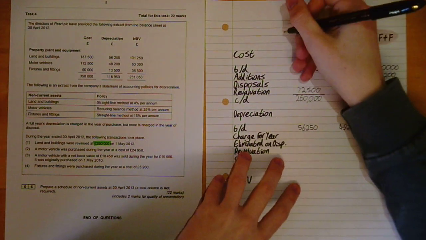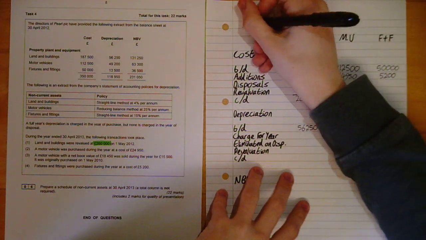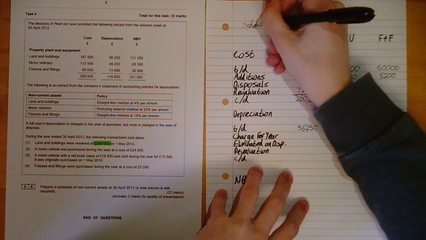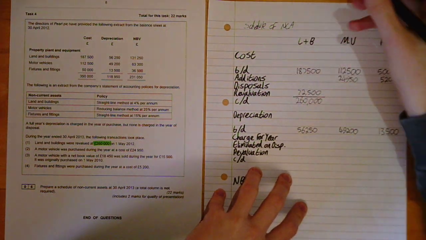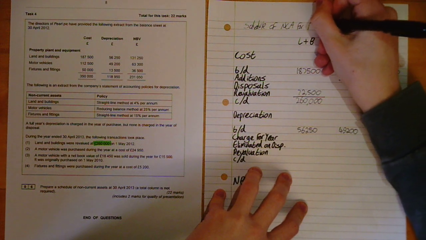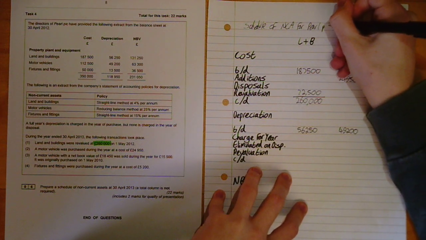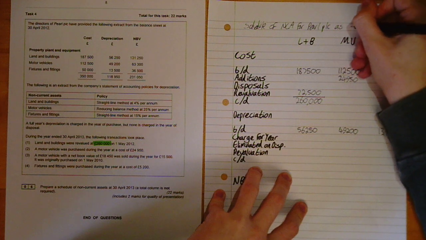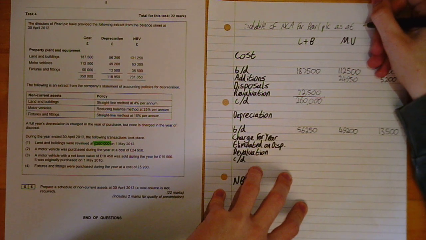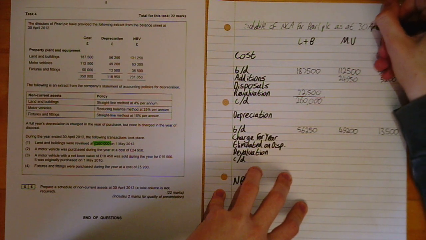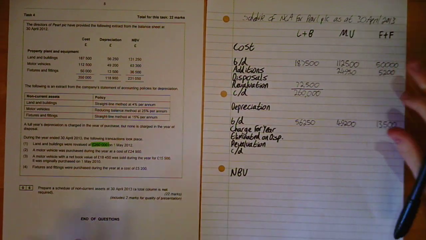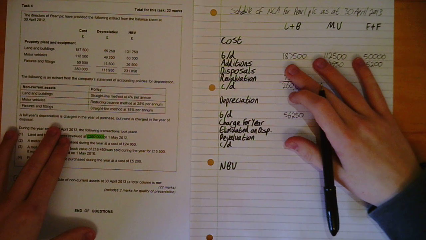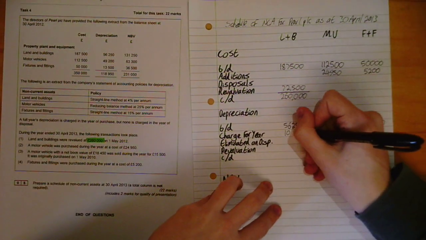Oh yeah, don't forget, I probably should have put a title. So the title is schedule of non-current assets for PERL PLC as at 30th of April 2013, like a balance sheet. Don't do it this way in your exam, I'm just trying to do it as quick as possible. It's always worth a mark, the title, so make sure you get it. So I worked out my charge for the year is 10,400.